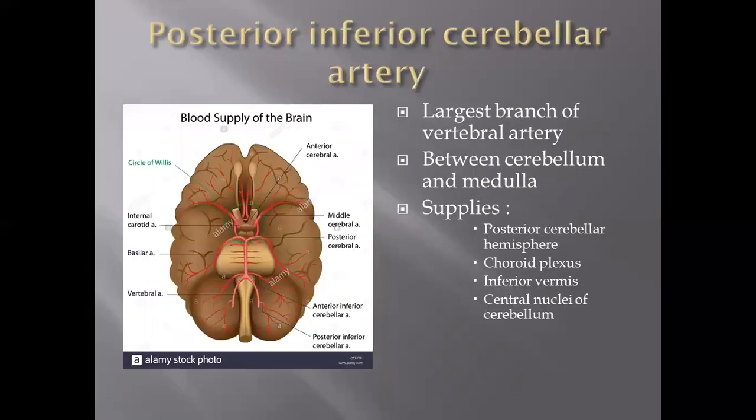Then PICA, this is the largest branch of the vertebral artery. It is going to have an irregular course, which is going to be between the cerebellum and the medulla.